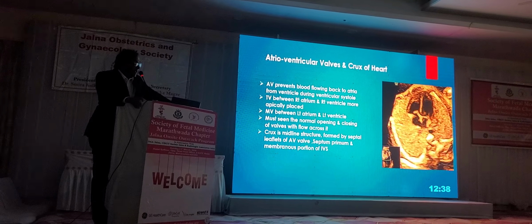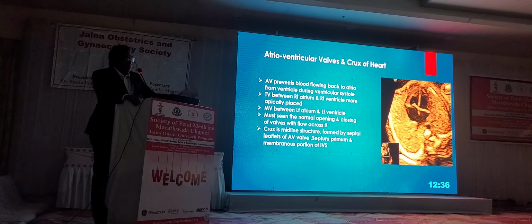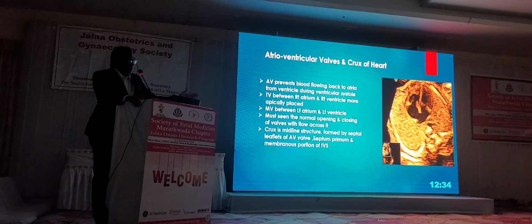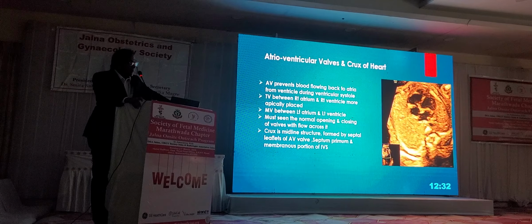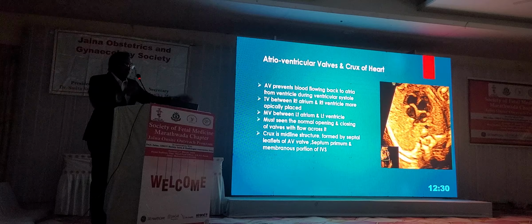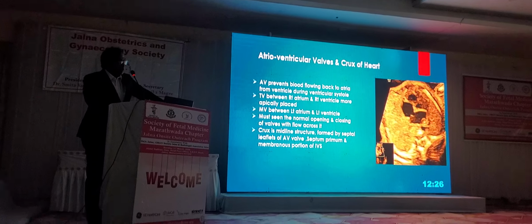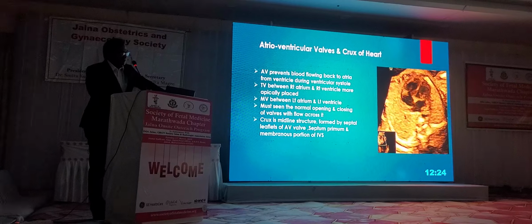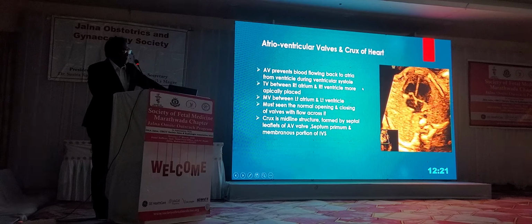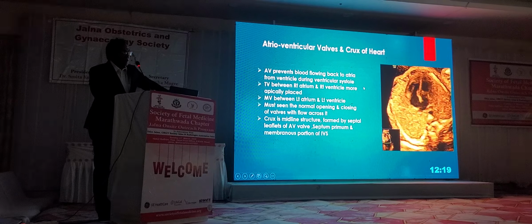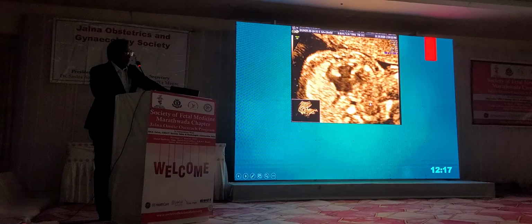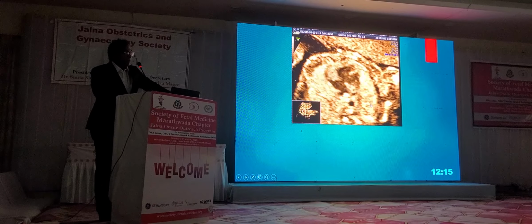It's a normal thing. And the tricuspid valve will be between the right atrium and right ventricle. Mitral will be between the left atrium and left ventricle. And we should see the normal opening and closing. And the crux is a midline structure formed of 4 things: septal leaflets of both AV valves, septum primum of the interatrial septum, and the membranous portion of the IVS. And this is what happens when the crux is absent. That was the case of AVSD.